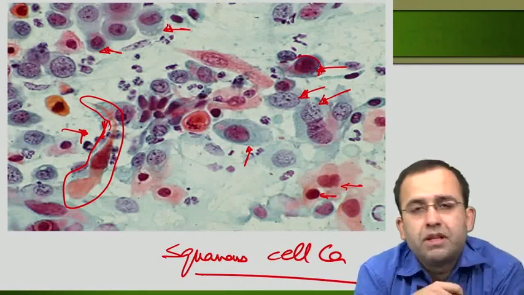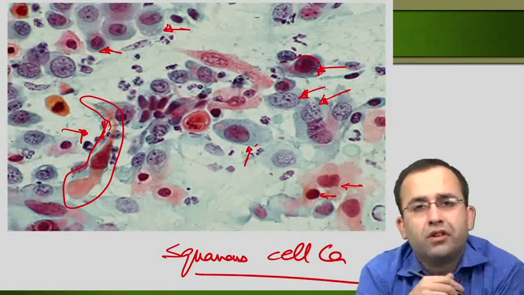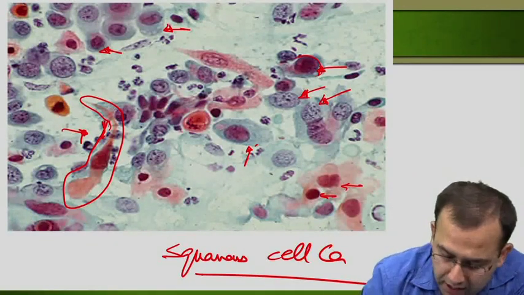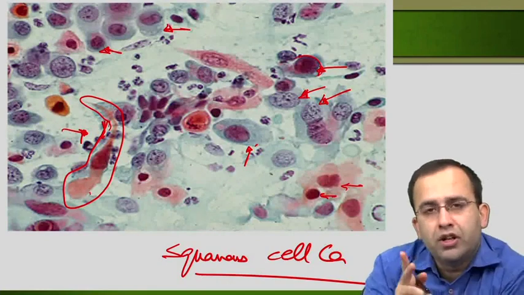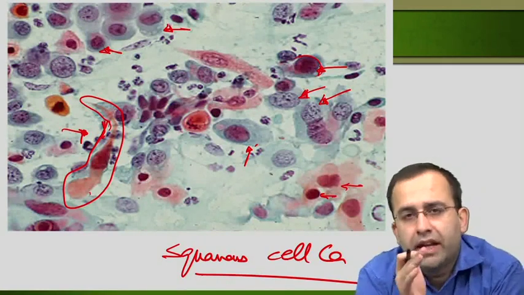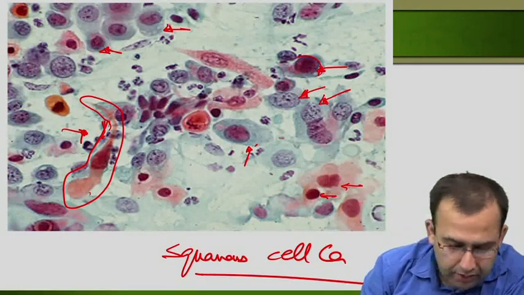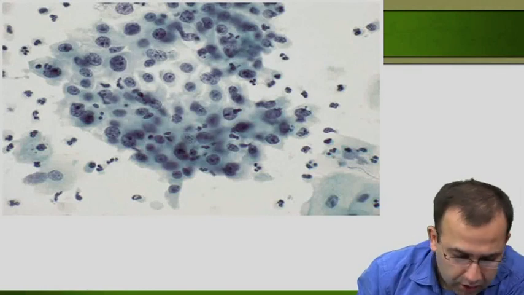Diagnosis: squamous cell carcinoma. How do I know it is squamous? Because the cells look squamous in origin, firstly, and secondly, keratinization or eosinophilia denotes keratinization. So this is a keratinizing squamous cell carcinoma. Next, I'll come back to this.